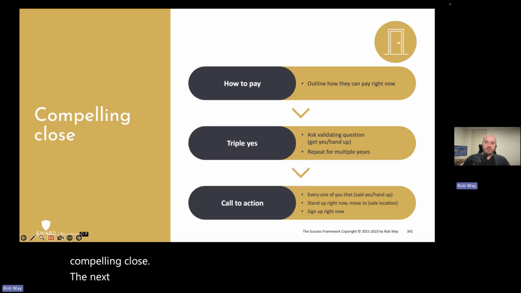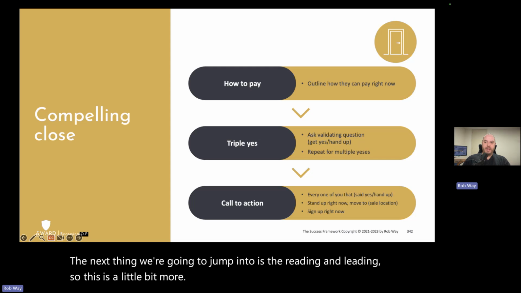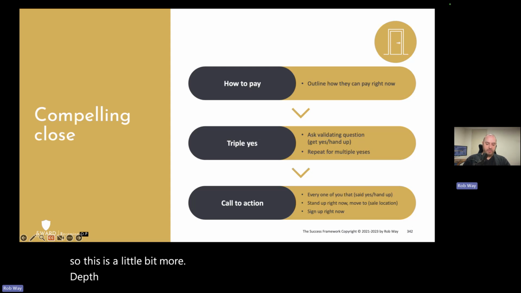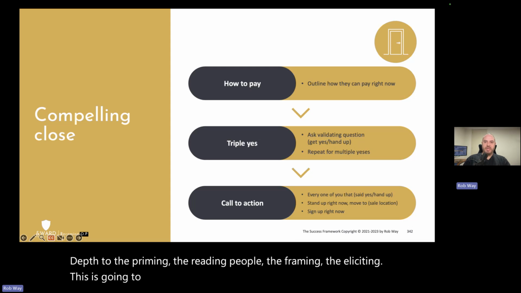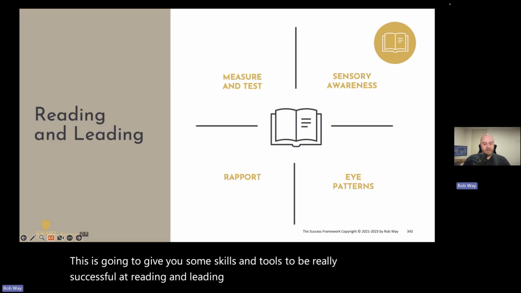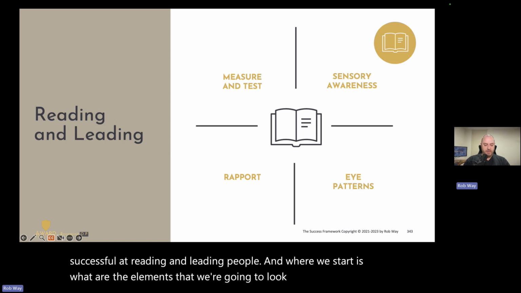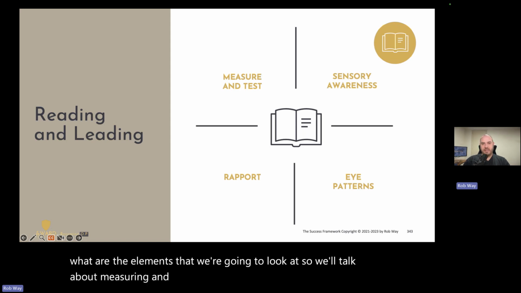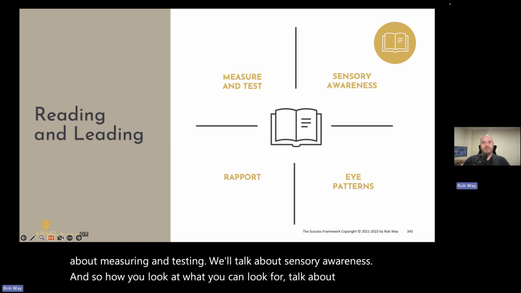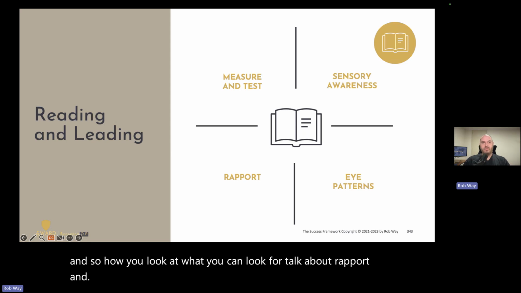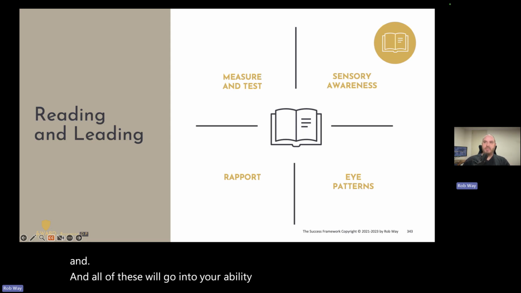The next thing we're going to jump into is the reading and leading. So this is a little bit more depth to the priming, the reading people, the framing, the eliciting. This is going to give you some skills and tools to be really successful at reading and leading people. And where we start is, what are the elements that we're going to look at? So we'll talk about measuring and testing. We'll talk about sensory awareness, and so how you look at what you can look for. Talk about rapport and eye patterns. And all of these will go into your ability to read and lead people.